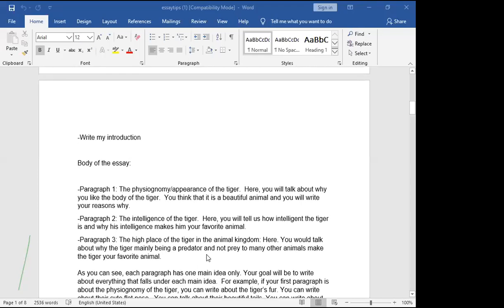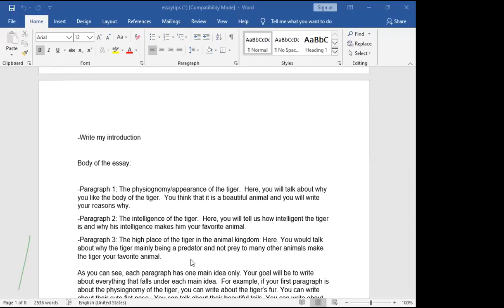Paragraph 3, the high place of the tiger in the animal kingdom. If you are writing about this animal, what you think or your own opinion about how prestigious or imperial this particular animal is. Here, you would talk about why the tiger, mainly being a predator and not a prey to many other animals, makes the tiger your favorite animal.